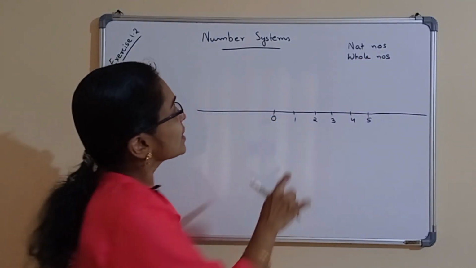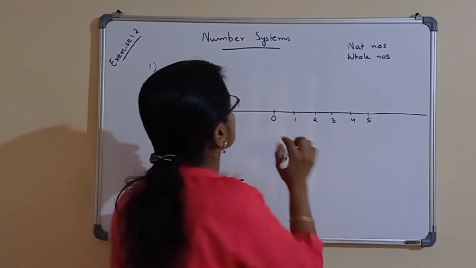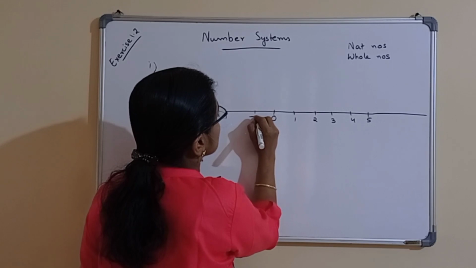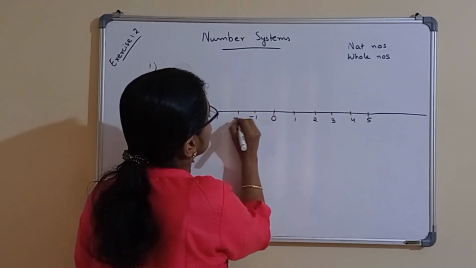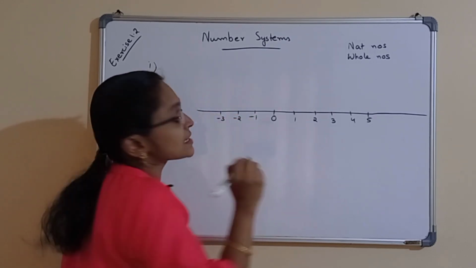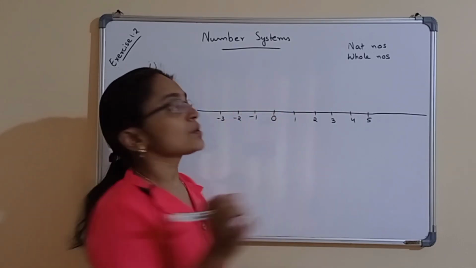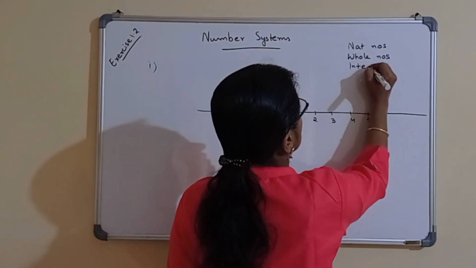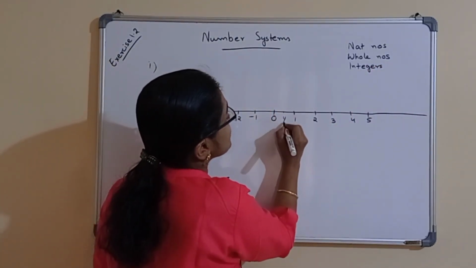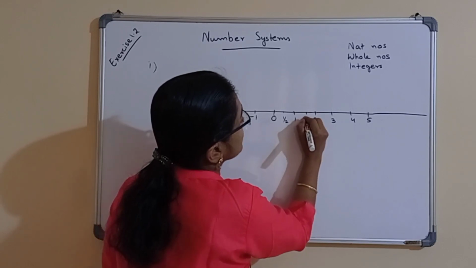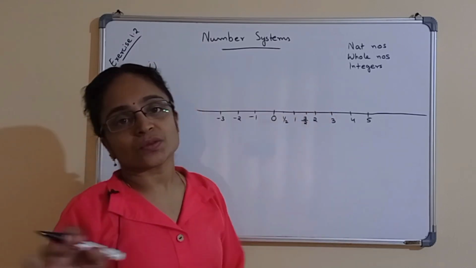Now, these are integers. 1, 2, 3, 4, 5, etc. are positive integers. And if we add negative 1, negative 2, negative 3, that is negative integers, then this is called integers. So, we have integers also, positive and negative integers. And 1 by 2, 3 by 2 and all are fractions. So these are also included.